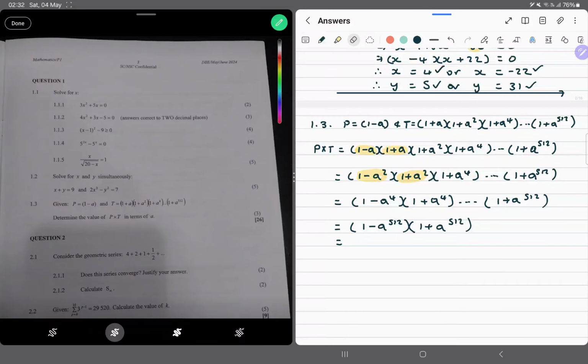So now this one, we sort it up again. It's going to be 1 minus A to the 512 by 2, it's 1024. So that is 1 minus A to the exponent 1024. And that should be the answer in terms of A, because we cannot simplify further than this.